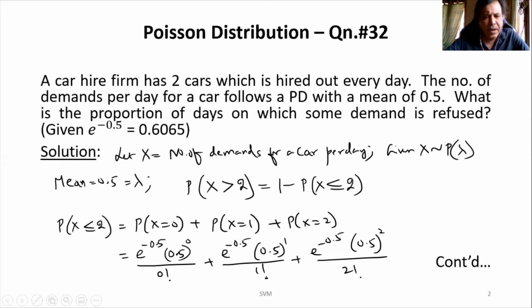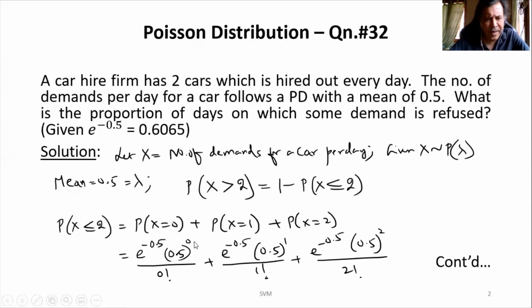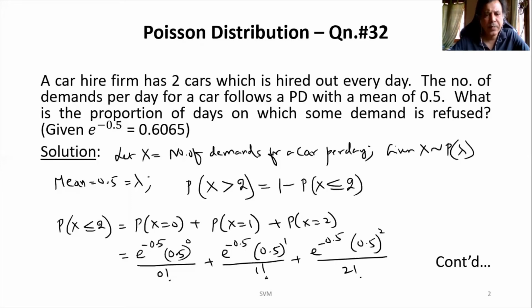Everywhere we may notice e power minus 0.5 is common. So let me write that. This is equal to e to the power of minus 0.5, open a bracket, then first term, 0.5 to the power of 0, it is 1. 0 factorial is also 1. So the first term inside the brackets will be 1. Then second term, it is 0.5 to the power of 1, which is 0.5, divided by 1 factorial is 1 only. So I'll have to simply write 0.5.